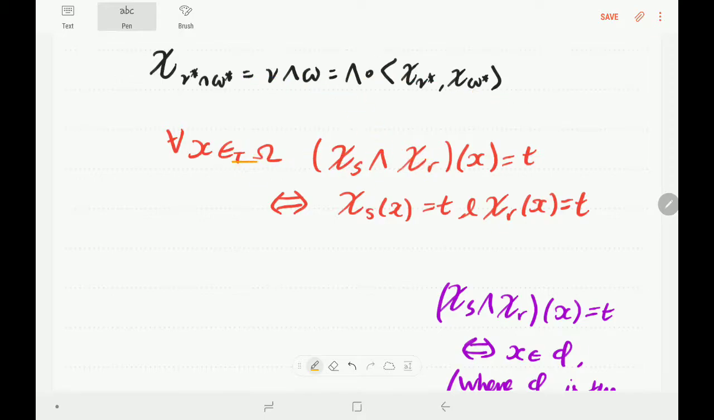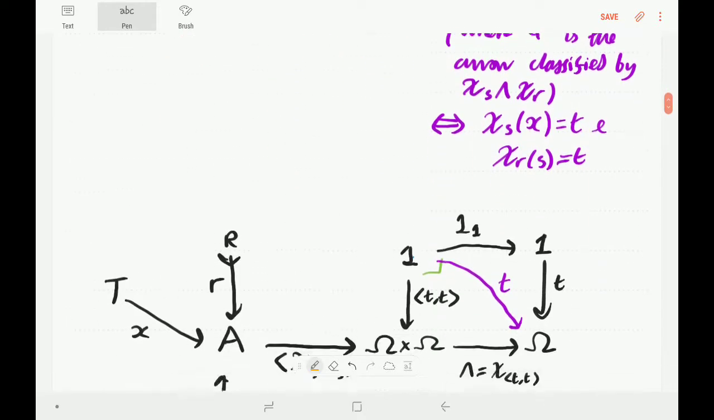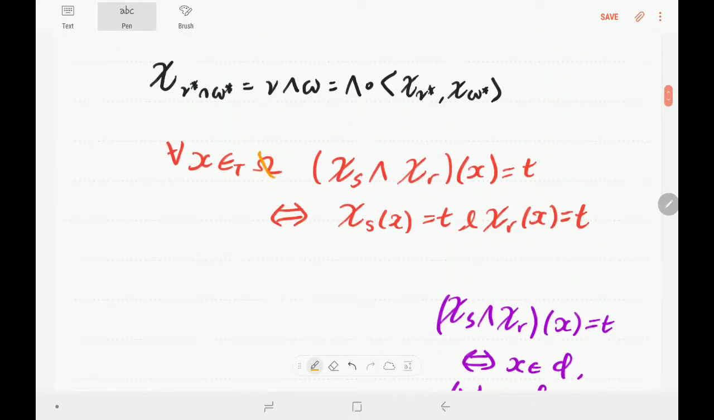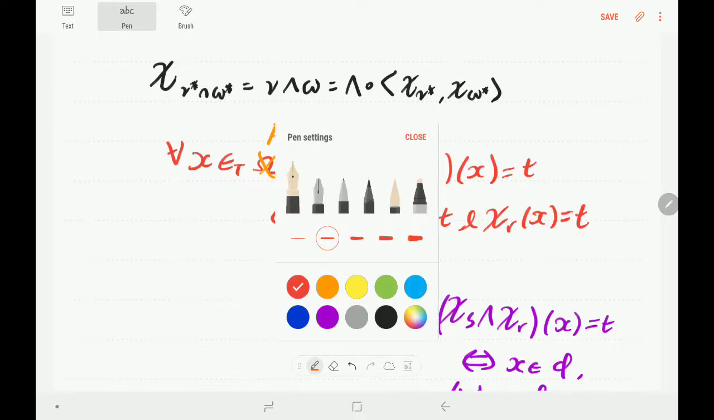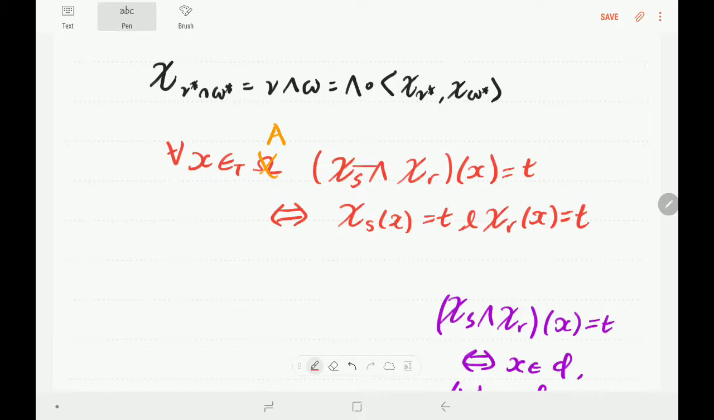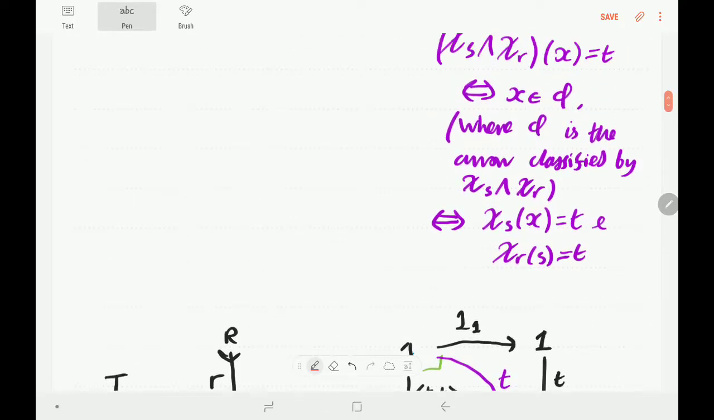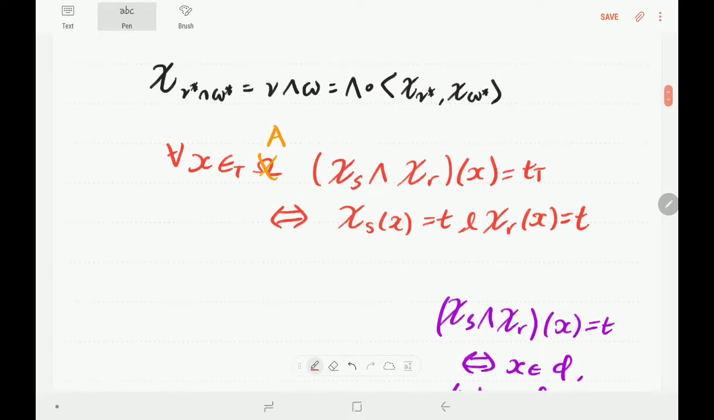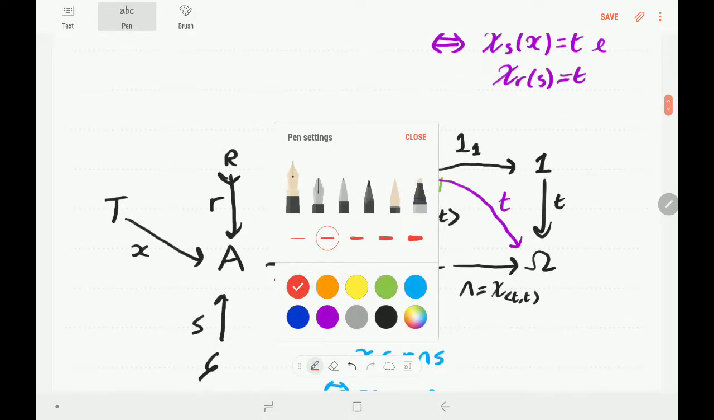V's and W's. So this is the statement I want to prove, that for any T element X of A, we've got that chi of S and chi of R of X is true, if and only if chi of S of X is true and chi of R of X is true. So basically, we've got this kind of system.